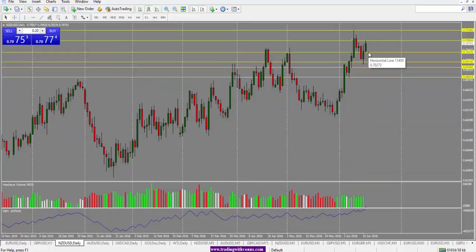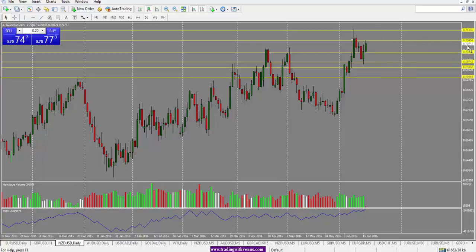Moving on to the New Zealand dollar here, we saw a big push up in the New Zealand dollar as a result of the positive GDP numbers that came out. And at this point, New Zealand dollar is very, very strong. We haven't seen much of a retracement in this.